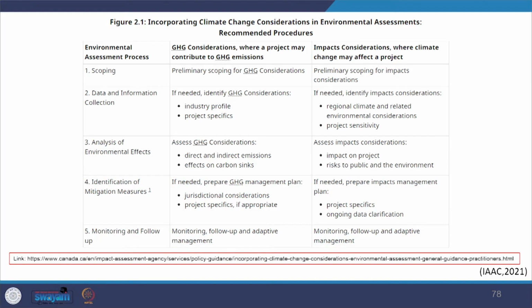Further, the Canadian Environmental Assessment Agency, CEAA, published a guidance for practitioners, which was modified in 2012, on how to incorporate climate change considerations into environmental assessment. You can see the snip of the table from the guidelines. You may notice how at different stages climate change considerations are suggested to be addressed in the EIA process. So you can see here how various aspects have to be taken care of, such as at the scoping stage and so on.